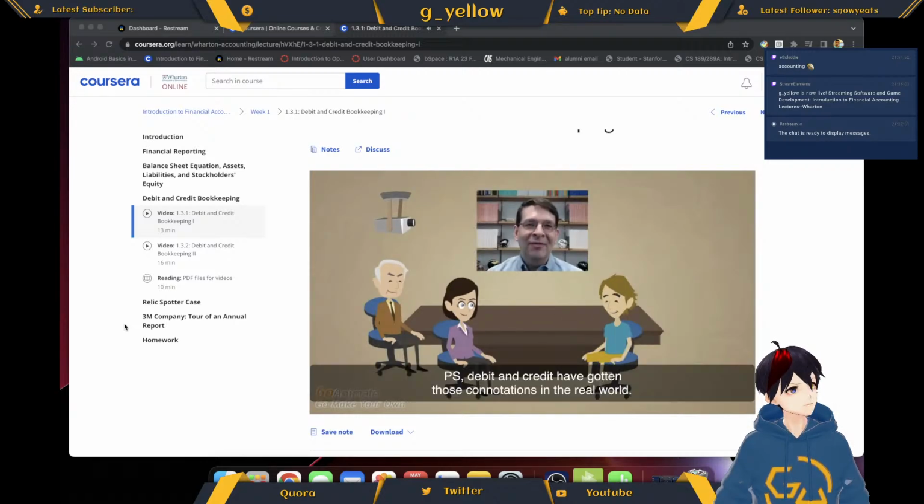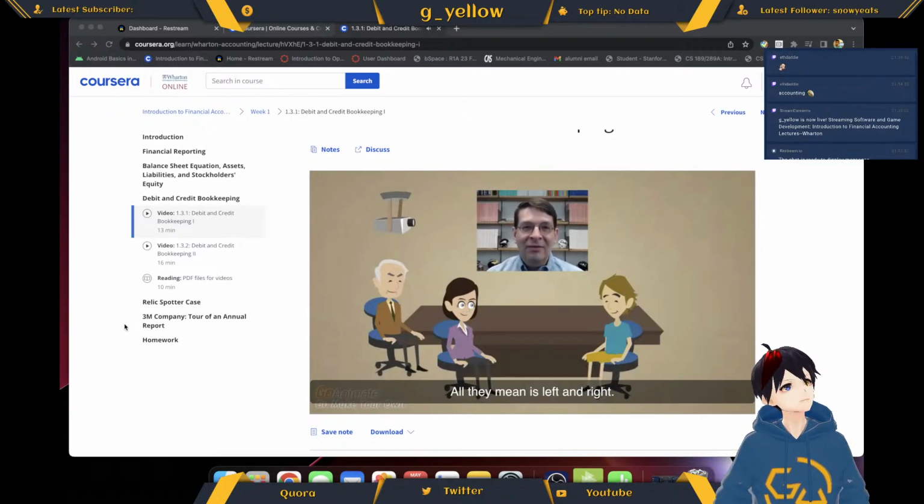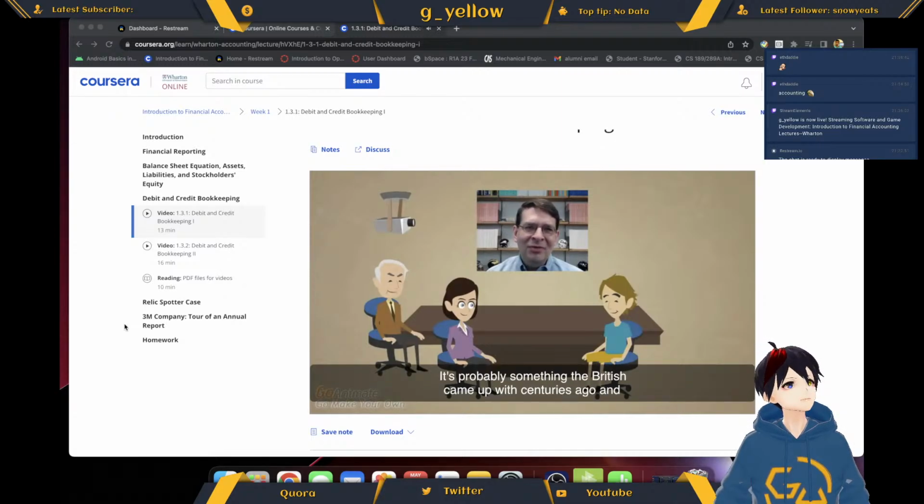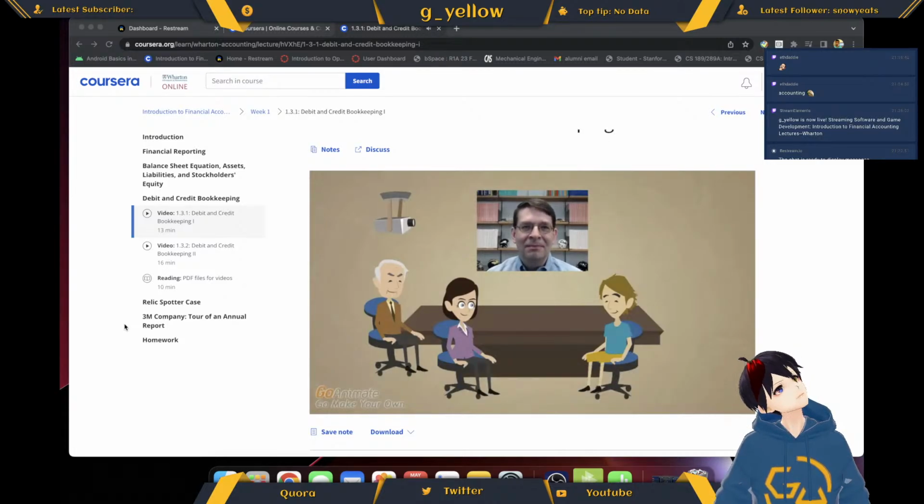Yes, debit and credit have gotten those connotations in the real world. But in the accounting world, debit simply means left, credit simply means right. Sometimes debits are good, sometimes they're bad. Sometimes credits are good, sometimes they're bad. All they mean is left and right. And don't ask me why we abbreviate debit as DR. It's probably something the British came up with centuries ago and we've just always done it that way, but that's the way we do it, so get used to it.